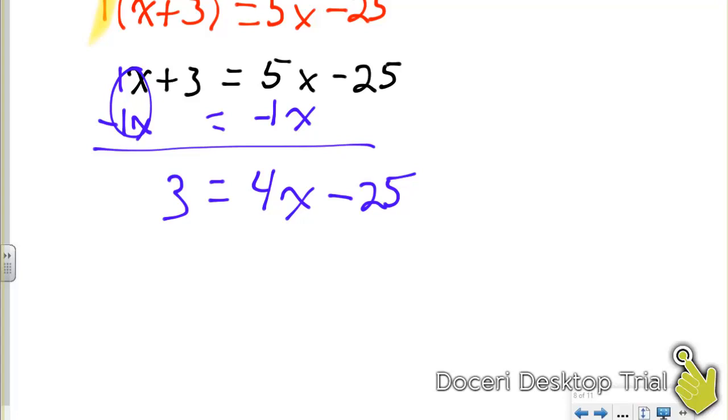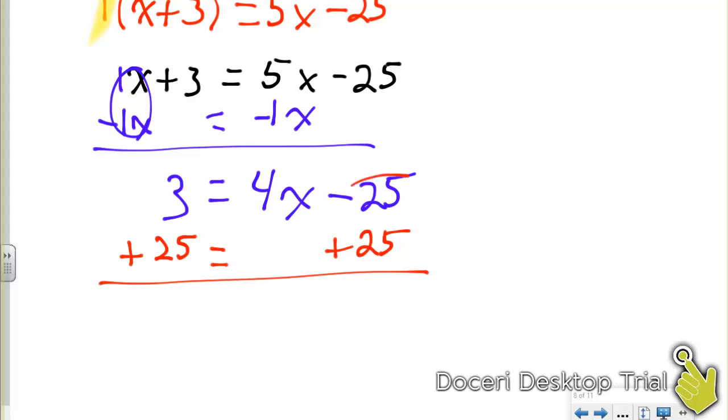Now we're just going to do reverse PEMDAS, so I'm going to get rid of the 25 first, so that's a minus 25. To undo that, I'm going to add 25, and I'm going to do that equally on both sides. When you start eliminating things from one side of the equation, you have to eliminate an equivalency on the other side to keep your equation in balance. So this ends up being 4x plus 0, which will give me just 4x. That's an identity. And the left-hand side will give me 3 plus 25, which is going to be 28.